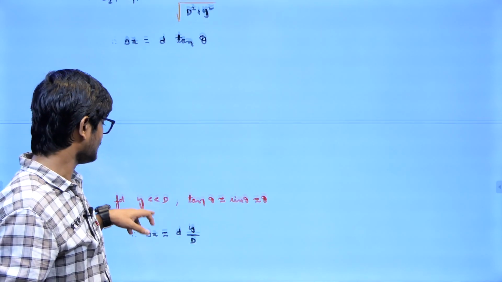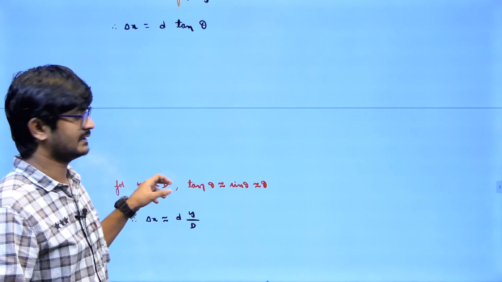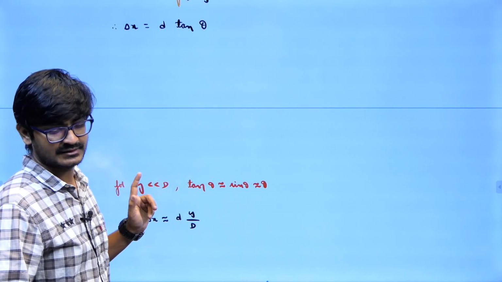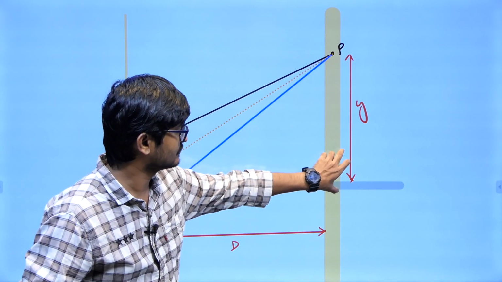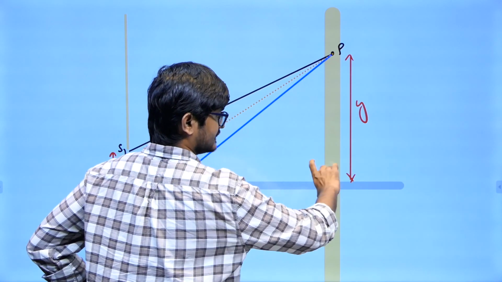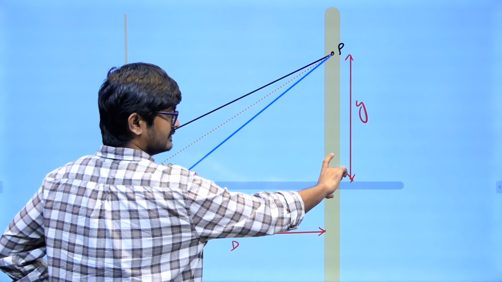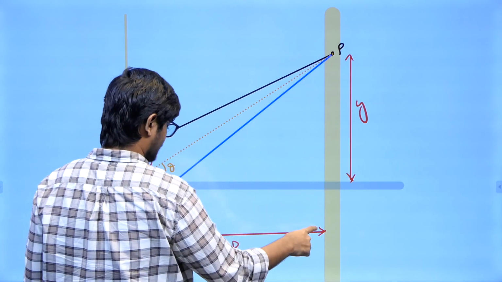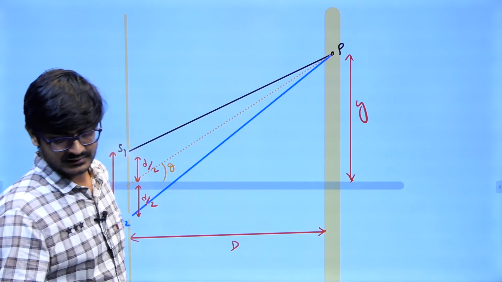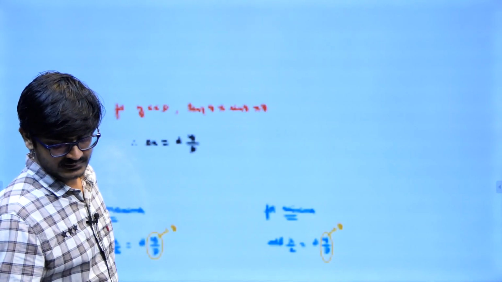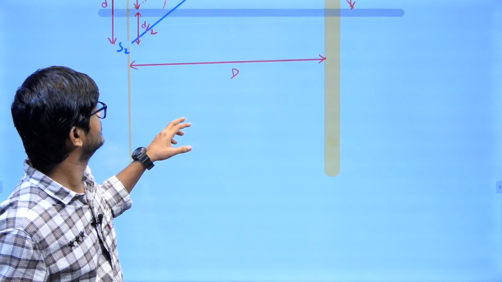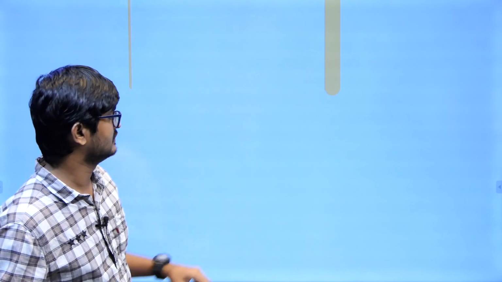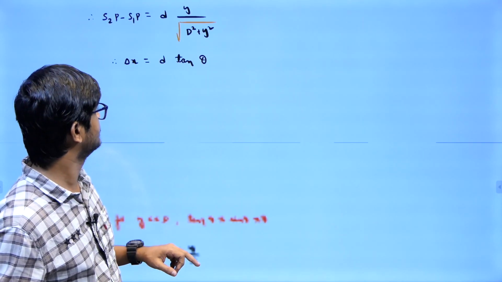Now if y is much less than D, I am going with one more approximation. y is much less than D. The meaning is I am observing the fringes only in this surrounding region, which is a very small distance when compared to this one. Now when I do that, the angle theta will turn out to be small, right? That you can see from the figure, or you can see from here itself.